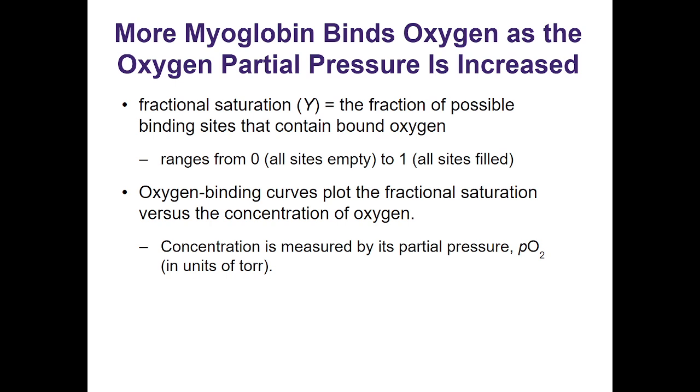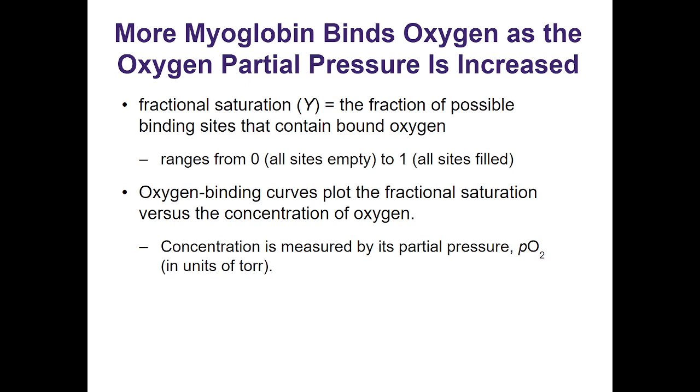Again, they're going to be the same equilibrium binding curves that we talked about before, right? The concentration is going to be measured in these cases by partial pressure, because that's the easiest way of determining the oxygen concentration. Because oxygen is typically a gas, we'll get the partial pressure, P, of oxygen, O2. This is going to be in units of torr, the most commonly used pressure unit, right?